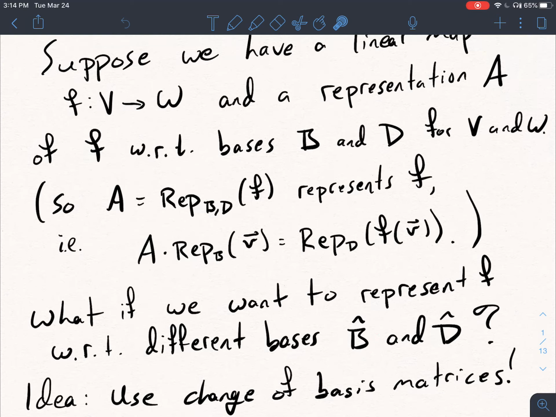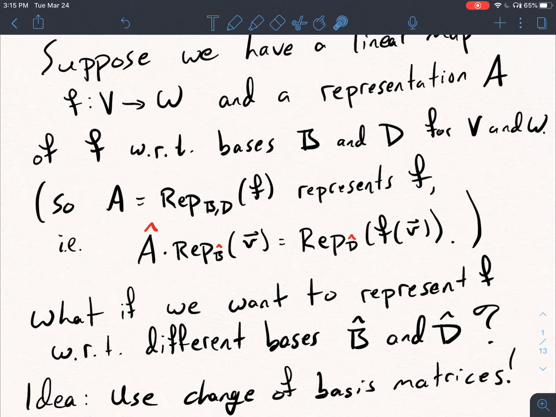Basically, if we want to represent a linear map, what I really want is this whole situation here. I want to take the representation of, so now I guess I would want B hat and D hat here. So now I would want a new matrix, which maybe we can call A hat or something, such that if I multiply the representation of v with respect to this different basis by A hat on the left, I should get the representation of f of v with respect to the other basis D hat.